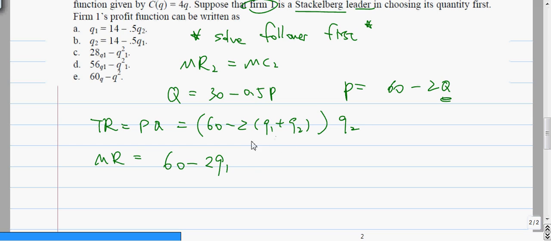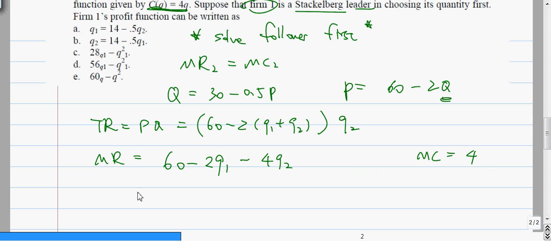You need to somehow rearrange this, and you have minus 2 times Q2 squared. And when you differentiate this, you get minus 4 Q2. Right. And then MC is equal to a constant, which is the derivative of the total cost. And then we can solve.